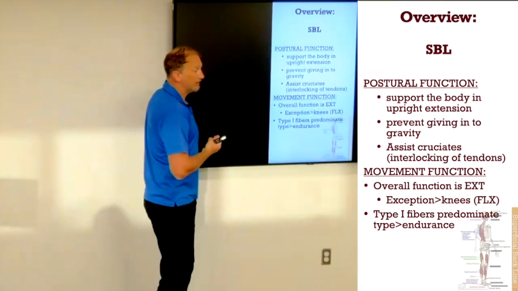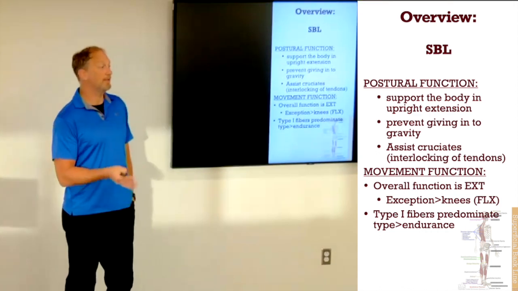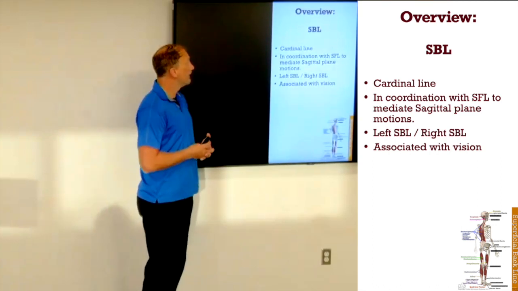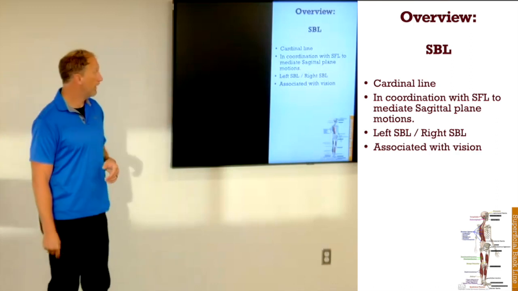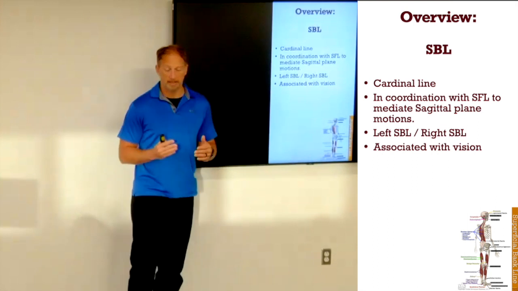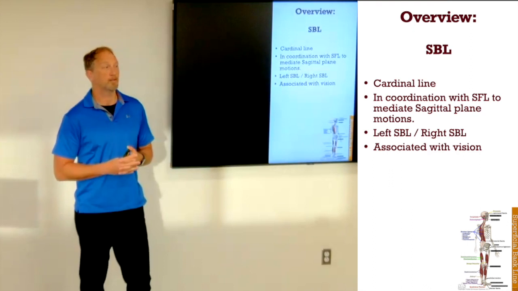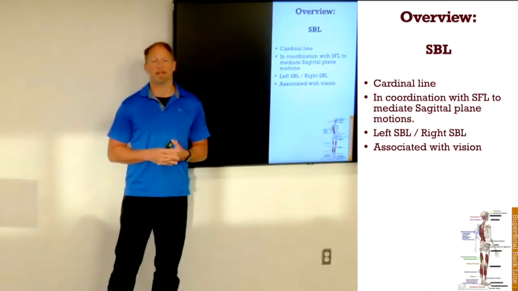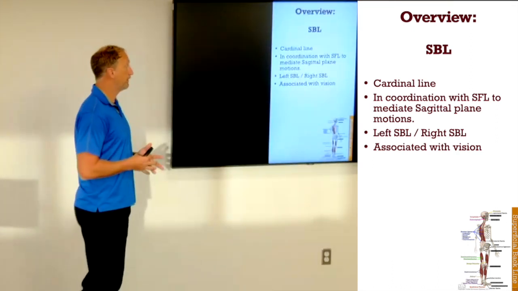But that's what they're designed to do, and that's how they're designed to function. And so physiologically, they're geared to work very well with that function. It is one of our cardinal lines, the two cardinal lines being the superficial back line and the superficial front line. In coordination with each other, they work together to keep us vertical all day long and to maintain our postural integrity and our postural alignment pretty much at the knees, the ankles, the pelvis, the trunk, and the neck.